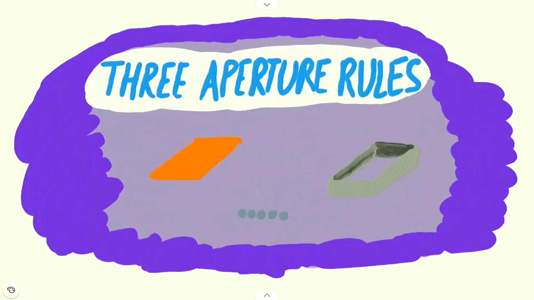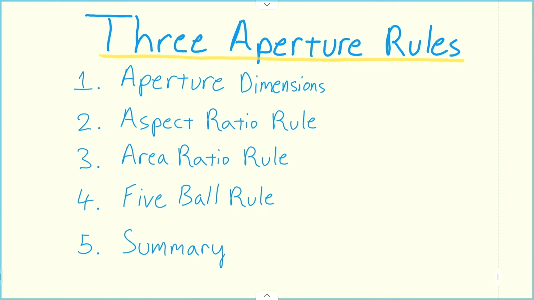All right, let's jump into it. This module is 3 Aperture Rules, and it's about aperture dimensions for optimal stencil printing. Here's a look at the outline for this module.